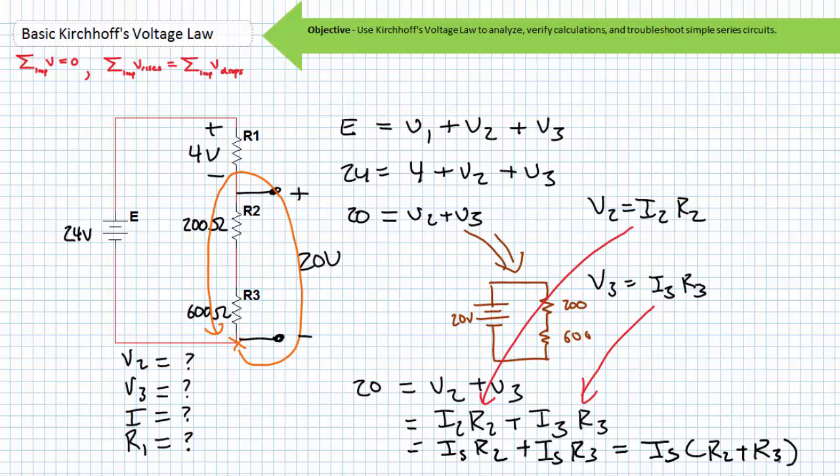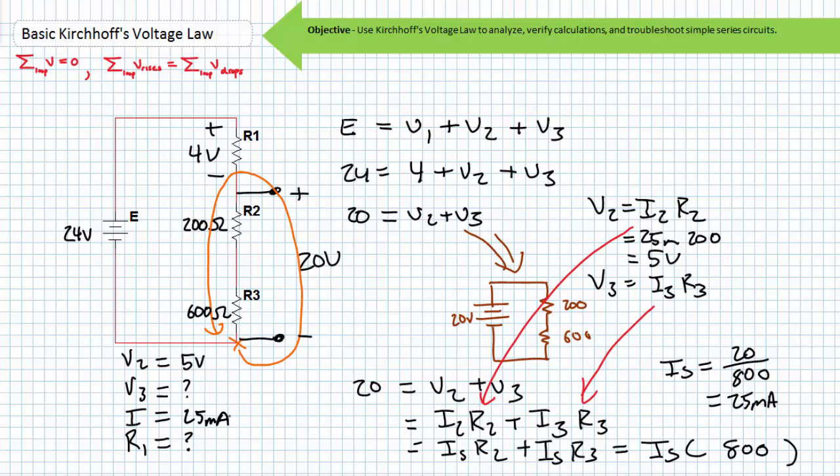Substituting in the known values of R2 and R3, 200 ohms and 600 ohms, and solving for current, we find source current equal to 20 volts divided by 800 ohms, or 25 milliamperes. With 25 milliamperes traveling through a 200 ohm resistor, V2 is 5 volts. Similarly, we could use Ohm's law to solve for the voltage drop V3. However, since this lecture is entitled Basic Kirchhoff's Voltage Law and not repetitive use of previously covered material, we can use KVL to solve for V3.